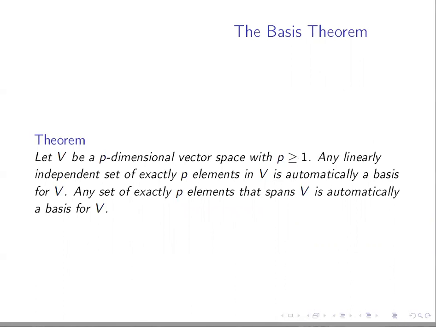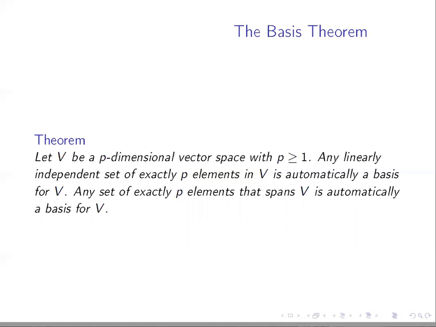If I have a p-dimensional vector space, where p is bigger than or equal to 1, so it's not an empty space, not just the zero vector, then any linearly independent set of p vectors in V is automatically a basis. And any set of p elements that spans V is automatically a basis.